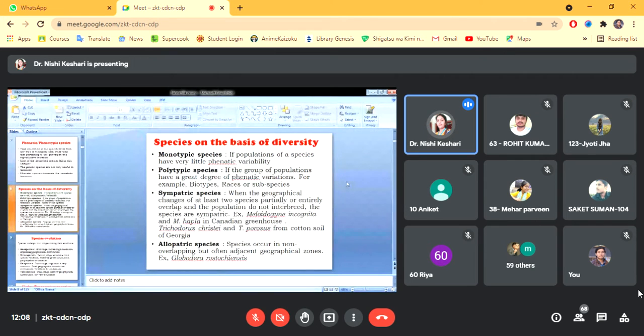Now the species on the basis of diversity. How do we classify the species on the basis of diversity? Like monotypic species. If a population of a species has very little variability, suppose in any population where Meloidogyne incognita is there, then some nematodes may have very small morphological differences. So then they are called monotypic species.